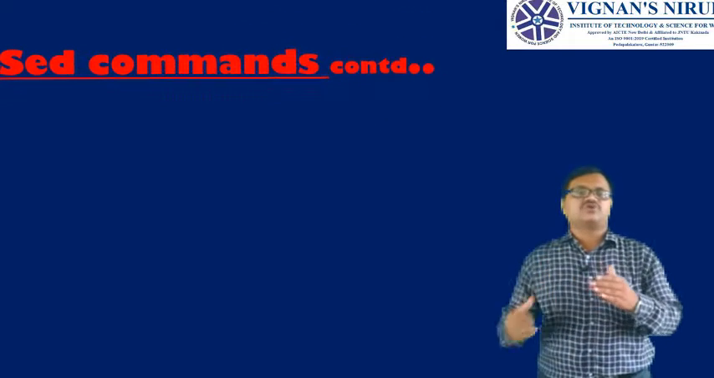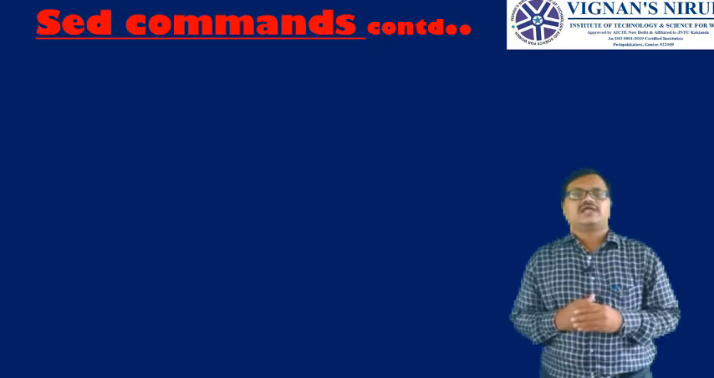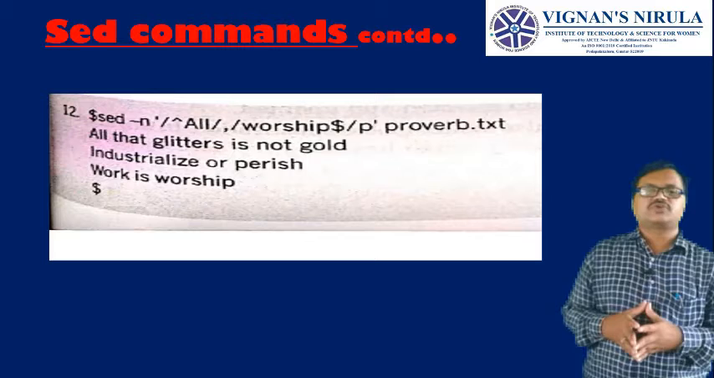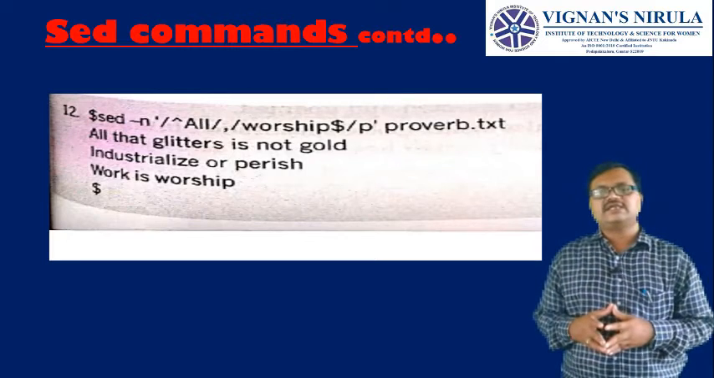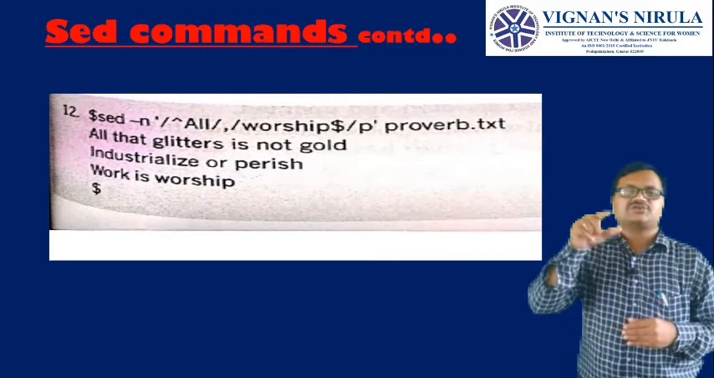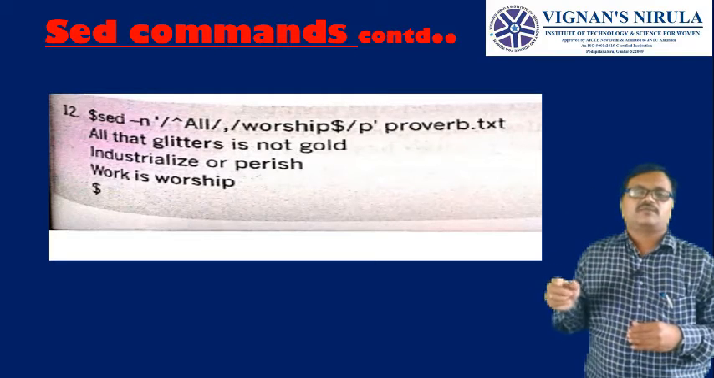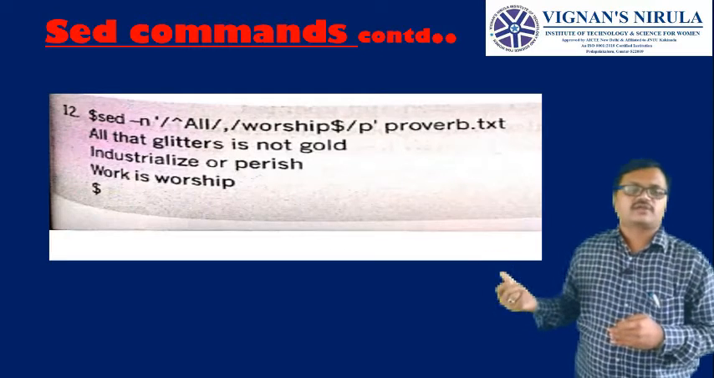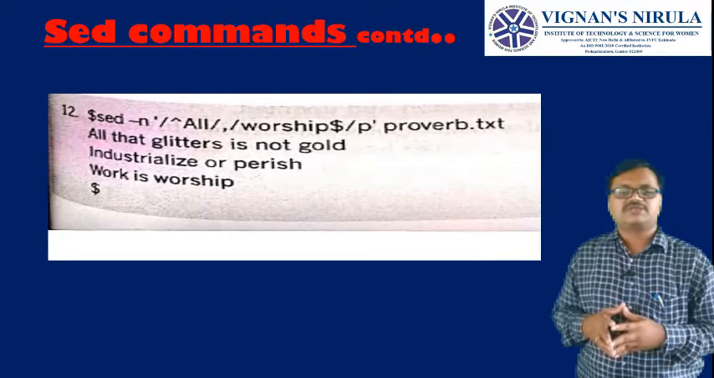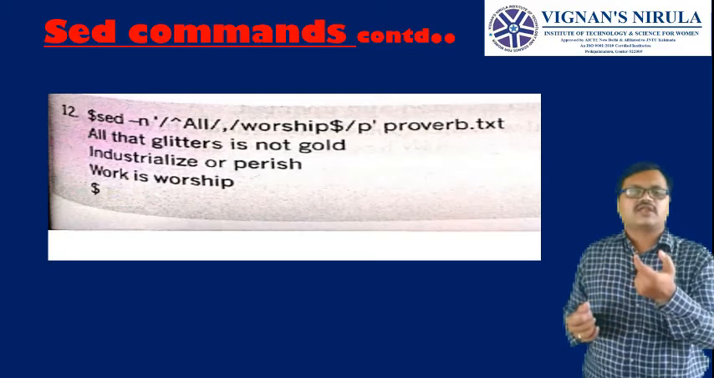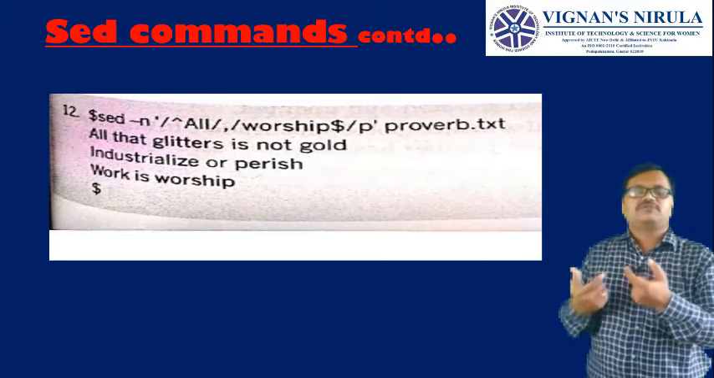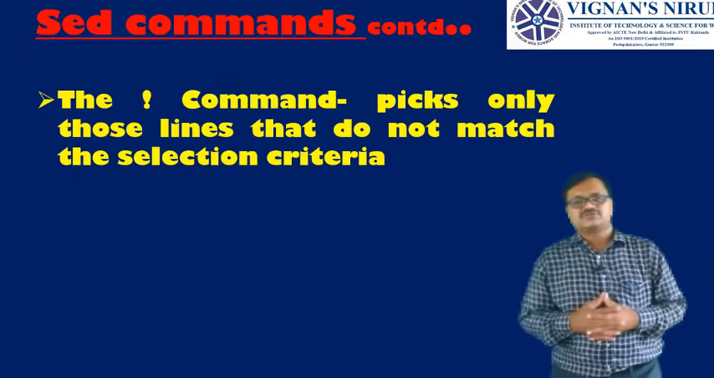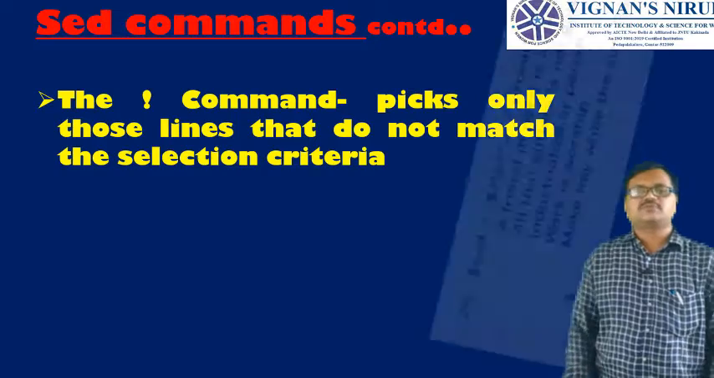Suppose you want to display a range of lines, that means from the first line, all that glitters is not gold, to worship. So how can I do that? You can do that using SCD space slash caret all comma slash worship dollar slash space proweb.txt. That means the lines beginning with all and the line ending with worship. So between those lines, that means the range address, will get printed using SCD. Okay, so this is about the SCD equal to command.